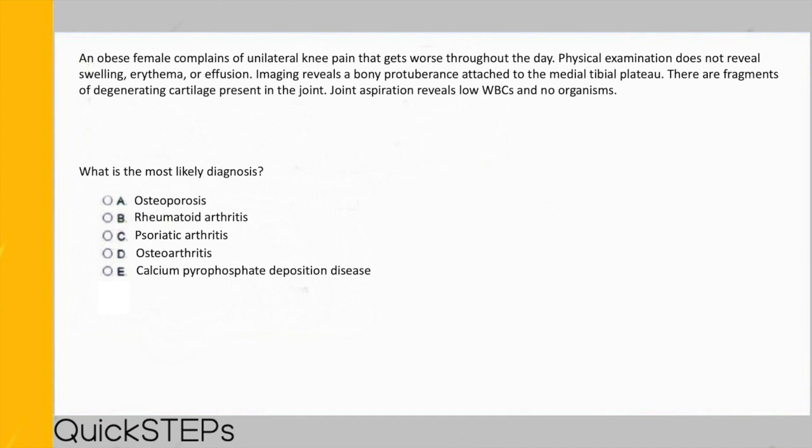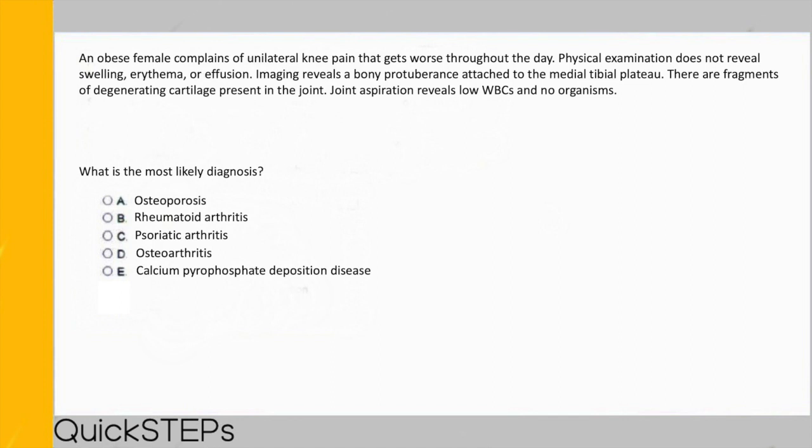An obese female complains of unilateral knee pain that gets worse throughout the day. Physical examination does not reveal swelling, erythema, or effusion. Imaging reveals a bony protuberance attached to the medial tibial plateau. And then we read the last part. There are fragments of degenerating cartilage present in the joint. Joint aspiration reveals low WBCs and no organisms. So what is this? We can tell by the demographic they threw in, obese female, for a reason, right? They also said unilateral knee pain, which is another way of saying asymmetric knee pain or asymmetric arthritis. There's no swelling, erythema, or effusion, so it's not an inflammatory or a septic condition, really.